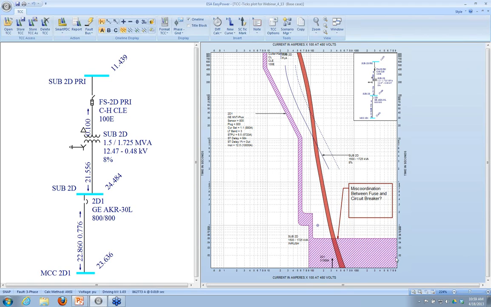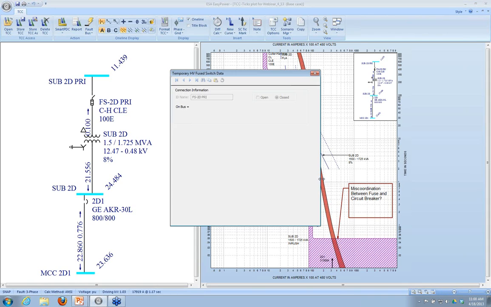I don't really have to worry about any of this part of the curve over here, because this breaker in this one line, in this system, can never see current above where this line is. So if I extend this line up, it's starting to look a little bit better, right? I can do the same thing for the fuse.